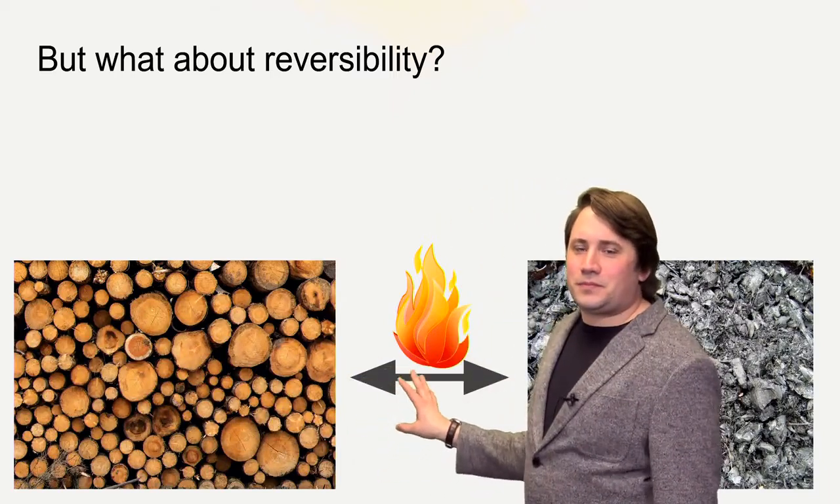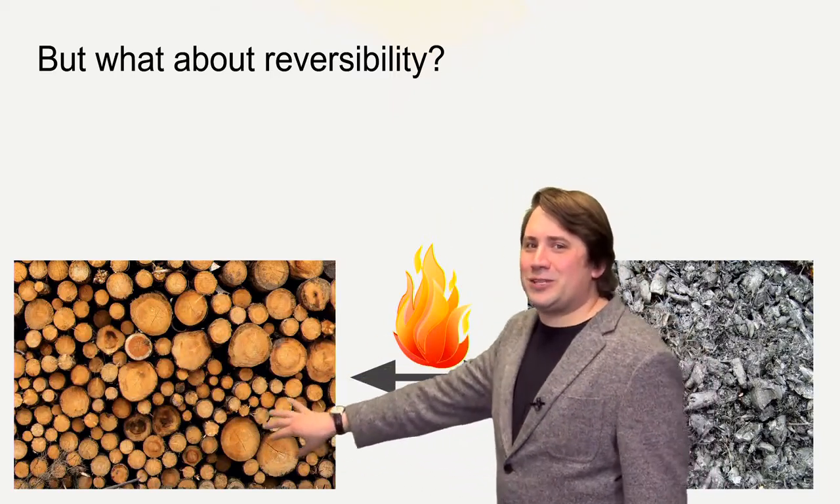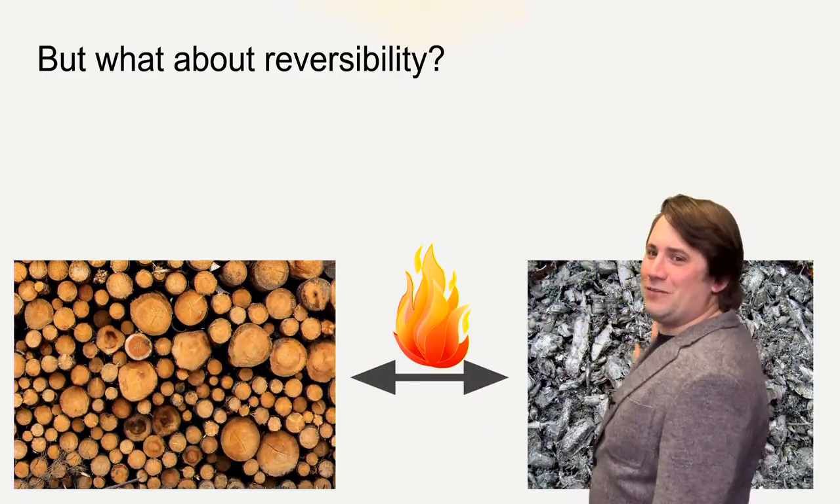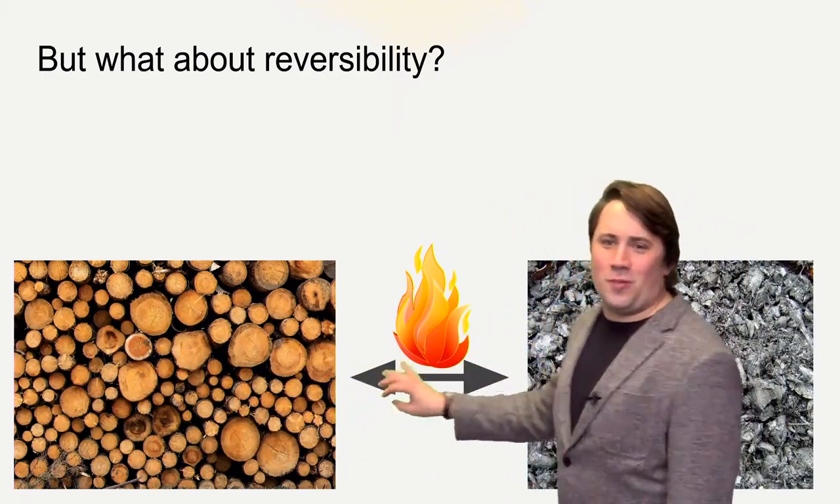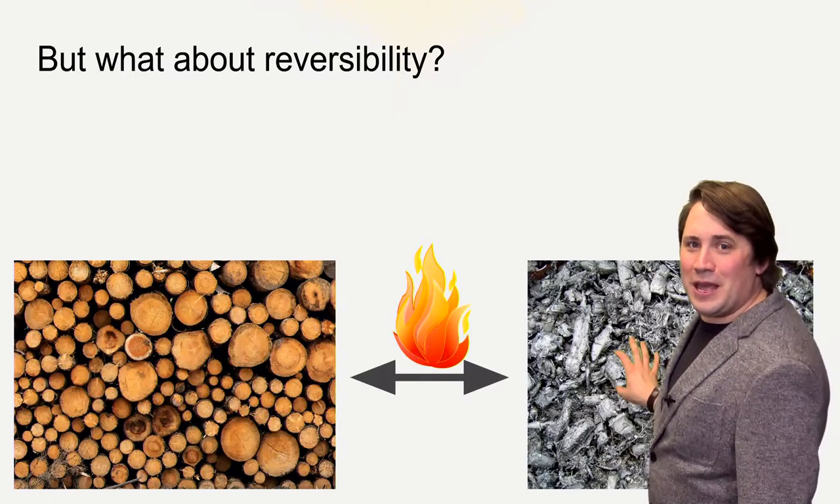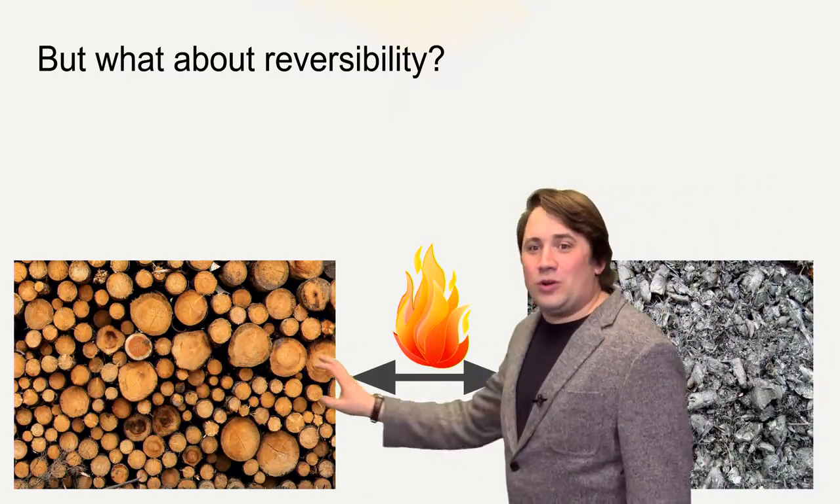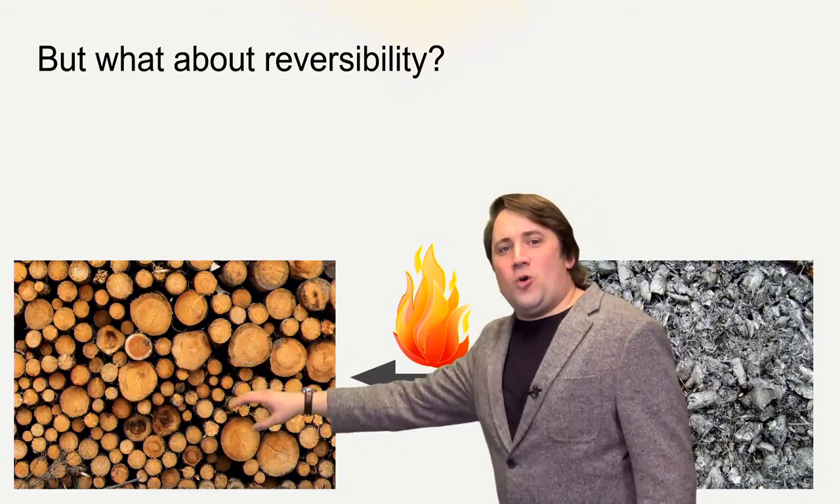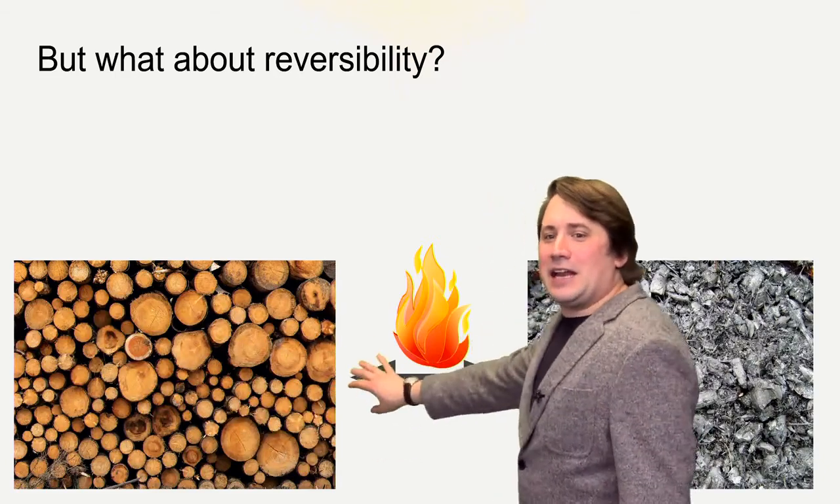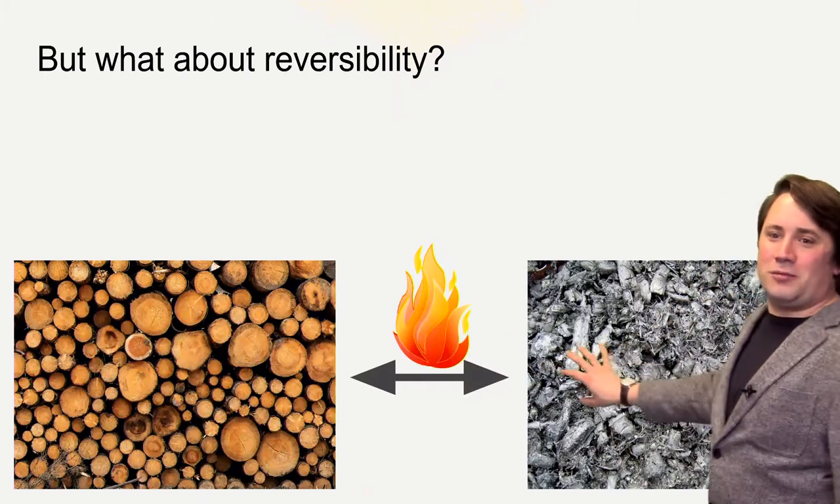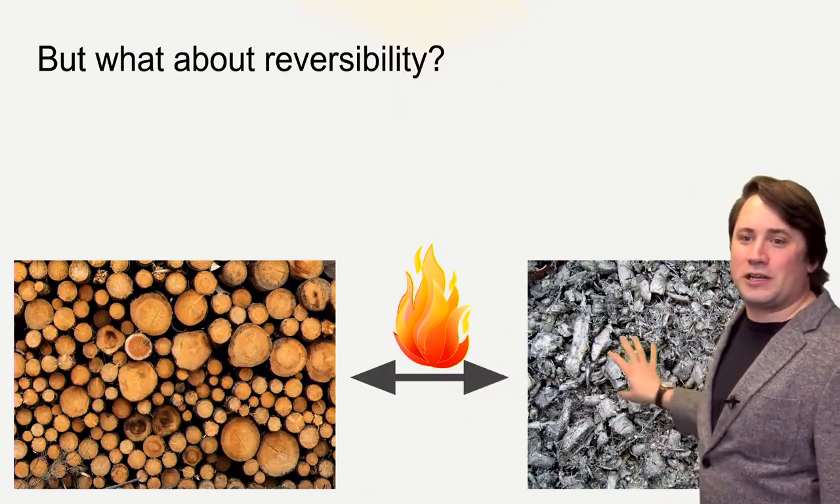But the thermodynamics of this reaction is so heavily favored in the forward direction. There's so much entropy increased by burning wood, and creating wood from ash and carbon dioxide would cause so much entropy to decrease that this reaction is strongly thermodynamically favored in the forward direction.